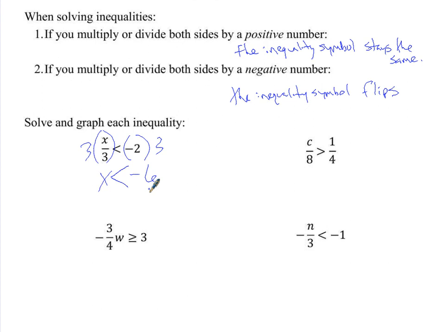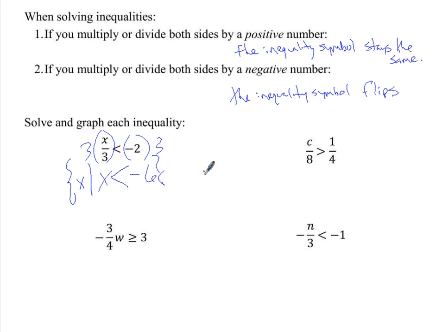We want to put that in set builder notation. So we'll draw our little such that bar and put an X there and then squiggly brackets. And now it's in set builder notation. We read that as X such that X is less than negative 6. X values such that X is less than negative 6.